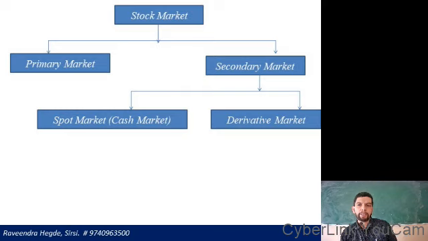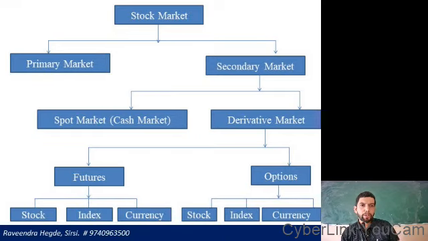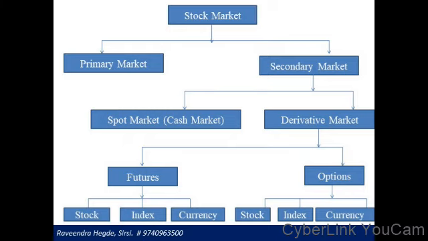The derivative market has two components: futures and options. Each of these is further classified into three categories: stock futures, index futures, and currency futures. Likewise, options are classified into stock option, index option, and currency option.